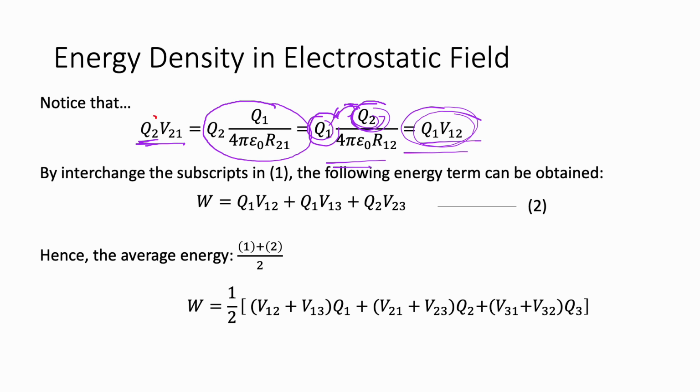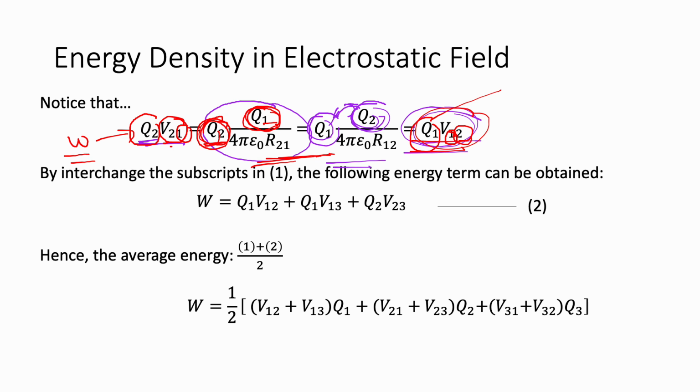We are calculating the work in order to bring charge number 2, with respect to the potential at charge number 2 due to charge number 1. And for this one, it represents the work in order to bring charge number 1 with respect to the potential at charge number 1 due to charge number 2. So it is actually the same. You don't have to be confused. You just change what is positioned in front, and what is positioned at the numerator here.